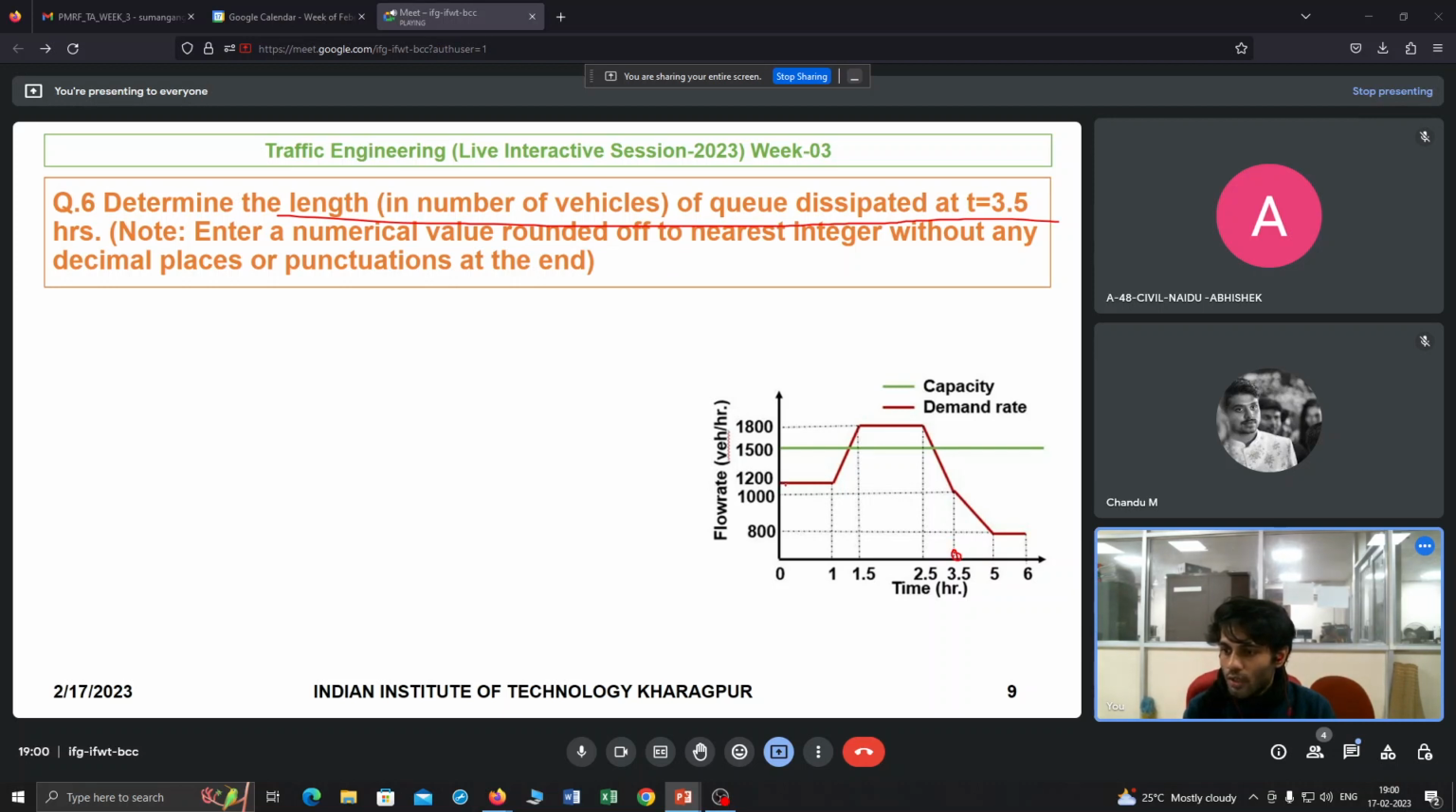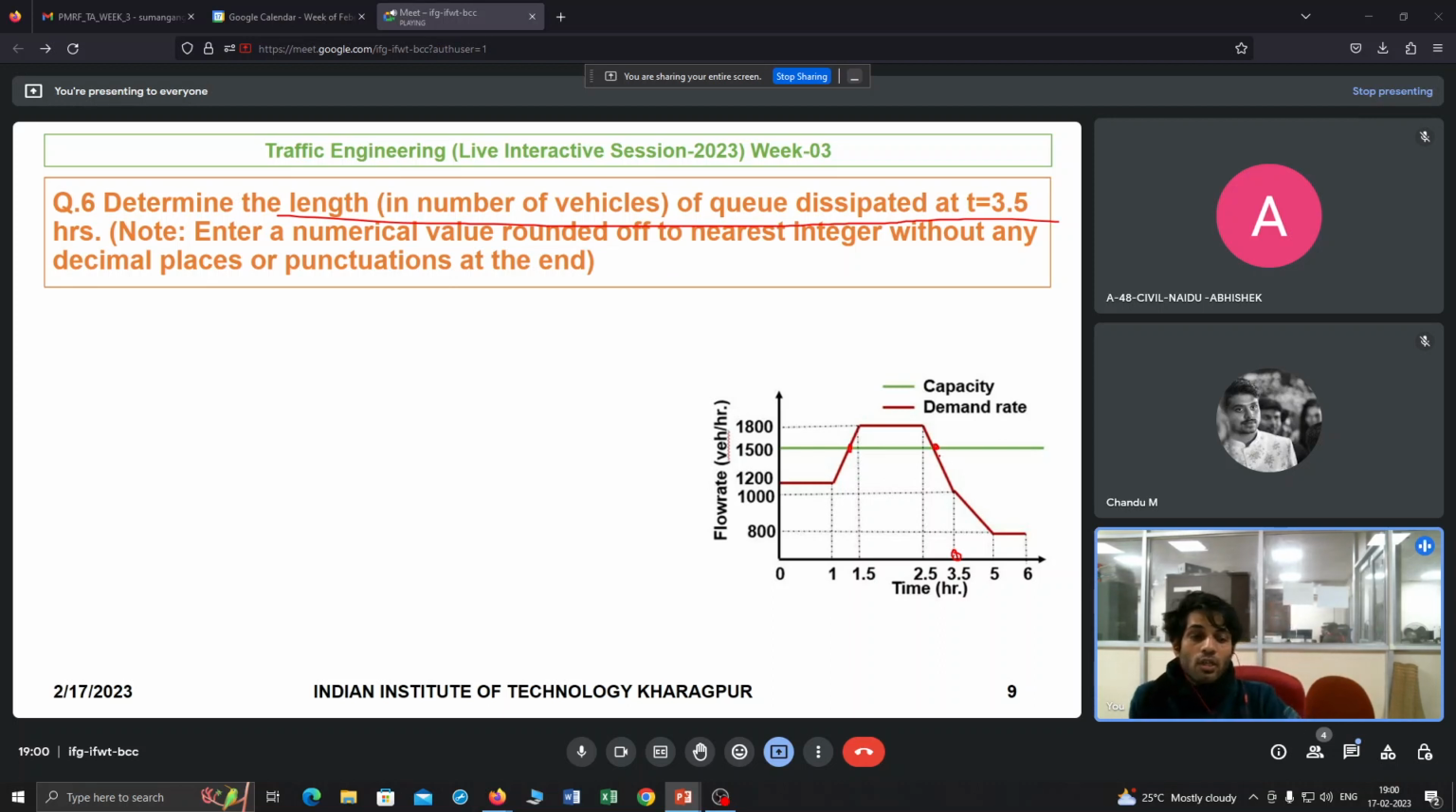Suppose your demand is 1200 vehicles and your capacity is 1500 vehicles. Is there any queue that can develop? No, because your capacity is higher, so vehicles will pass. Up to this point, 1500 and 1500 match, so there won't be any queue. As soon as your demand crosses 1500, your queue generation will start, and up to this point your queue will be generated.